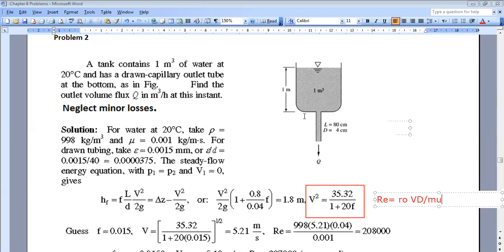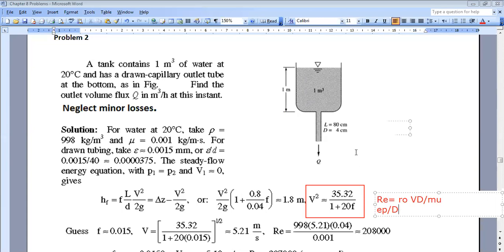Epsilon over D. We have to guess for V. Yes, we have to guess for f. Here we will guess for f. Here the diameter is given, so this will simplify the assumption for f. We know epsilon over D. When you know epsilon over D, always start with the assumption that corresponds to the flat curve.